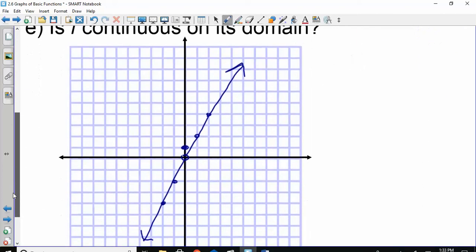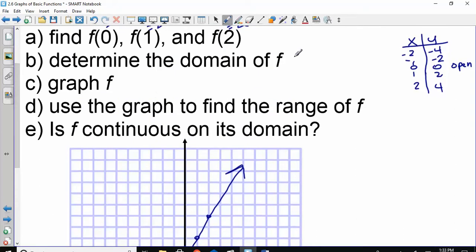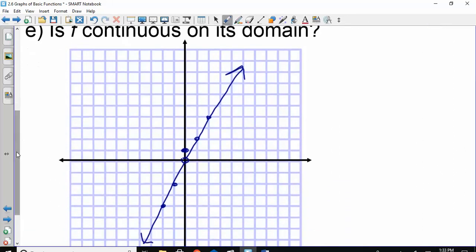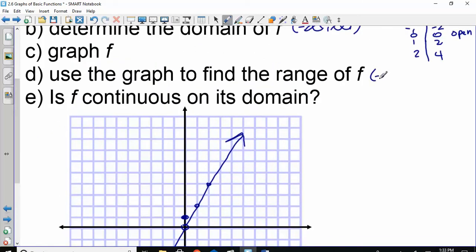Domain, if I look at my graph, what x values get covered? All of them. Range, what y values do we use? All of them except 0 because it's an open circle. So our range is negative infinity to 0, union 0 to infinity. Everything except that one number.